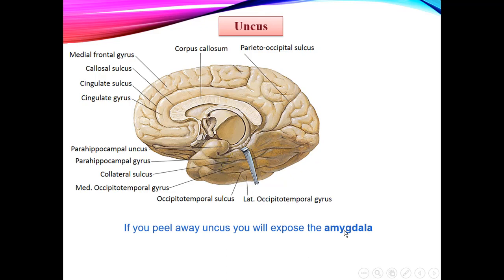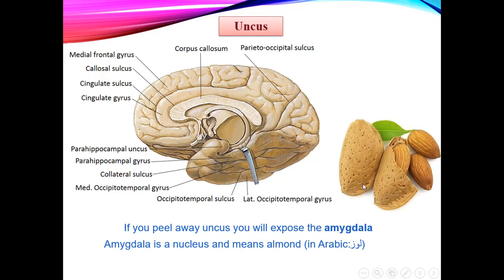Amygdala is an important nucleus within the uncus, and if you peel away or cut the uncus, you will see the amygdala. Amygdala means almond, because it's a nucleus similar in shape to an almond, and because of that it's called amygdala. So remember that this nucleus, the amygdala, is located within the uncus of the parahippocampal gyrus.